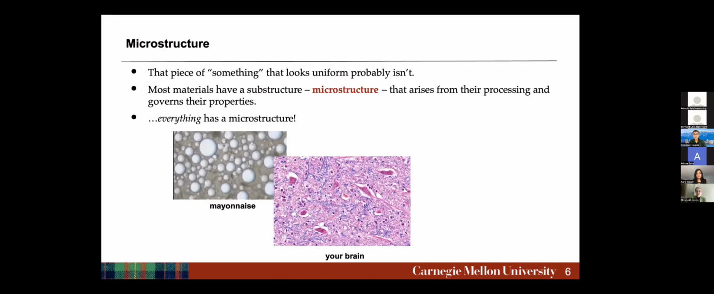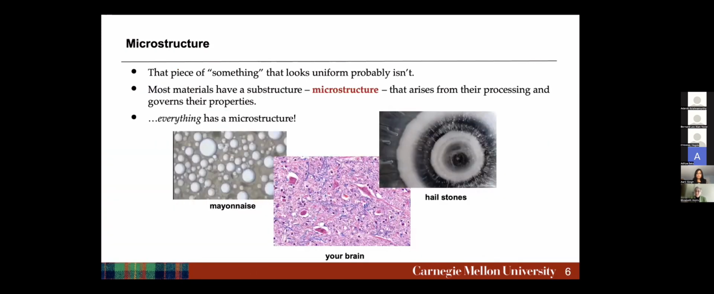So the microstructure, which you don't see with the naked eye, governs the properties of the material that you use. And the same is true for your brain with its dendritic structure of cells making connections, or hailstones, which are formed by an accretion mechanism where they go up in the clouds, get a layer of water, fall down, and do it over and over.